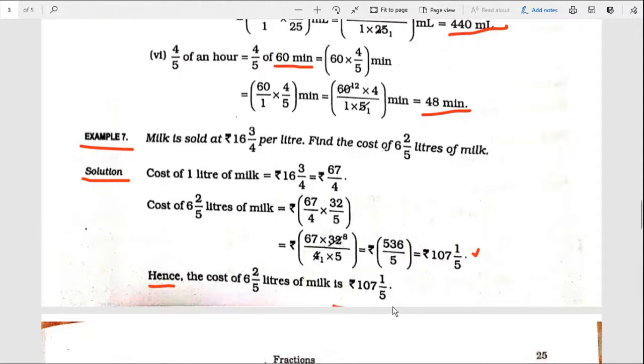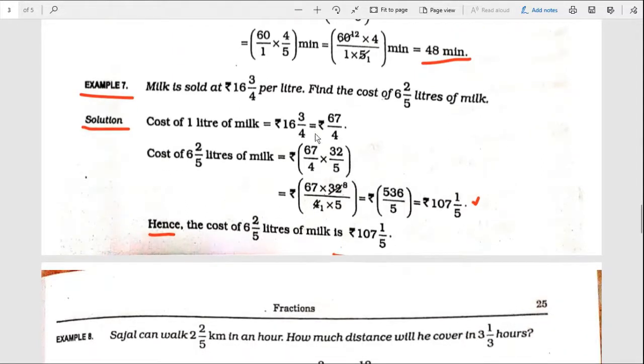Thus you will solve all questions. The word problem has the solution given. So in your exercise the word problem requires this type of solution, then you will get full marks.